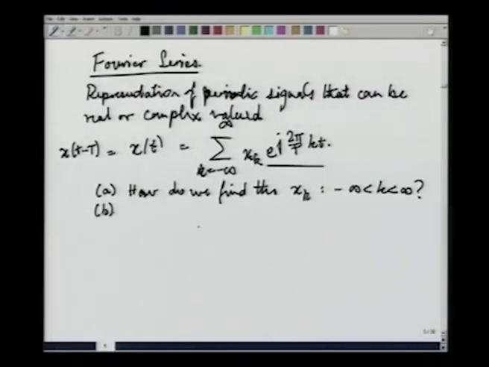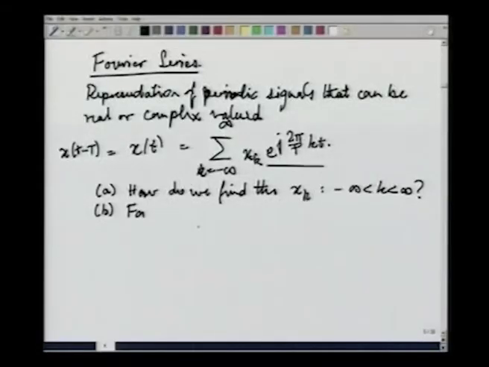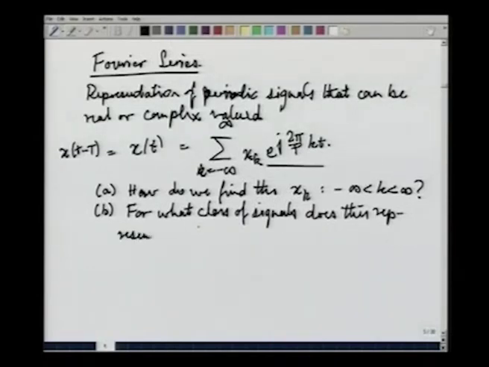Second, for what class of signals x(t) does this representation work? Three, in what sense does the representation resemble x(t)?